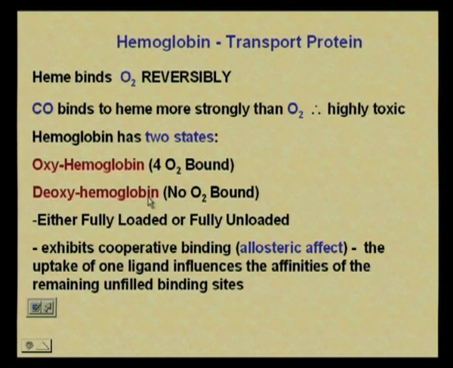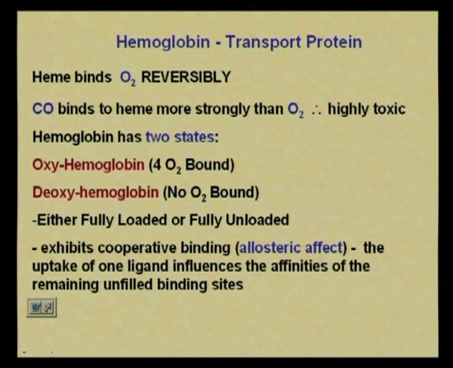We also have deoxyhemoglobin, where no oxygen is bound. And usually, as I said, it is either fully loaded or fully unloaded. So, we either have oxyhemoglobin or deoxyhemoglobin, and the binding is in a cooperative fashion. It is something that I mentioned last time, what is called an allosteric effect, where the uptake of one ligand, that is one oxygen molecule, is going to influence the affinity for the binding of the other oxygen molecules. So, it is going to help or facilitate the binding of the other oxygen molecules.